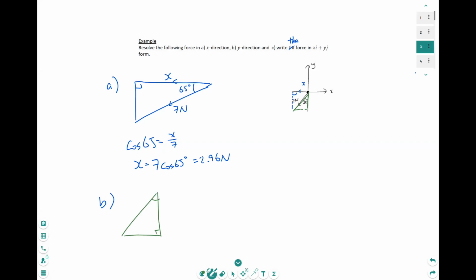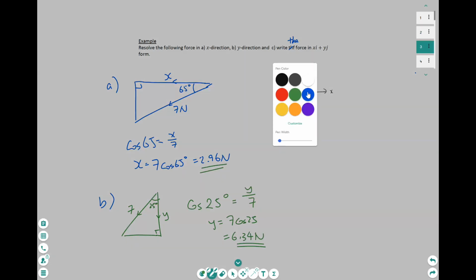That was 25 degrees in here, and that's a 7. Now for the y, we're going bottom, because to make an overall force going to the bottom left in the southwest direction, the x value must be going west and the y must be going south. So using trigonometry again, this time cos 25 degrees equals y over 7. So y equals 7 cos 25. Put that in the calculator, that will give you 6.34 Newton. So that's the answer for part A and part B.